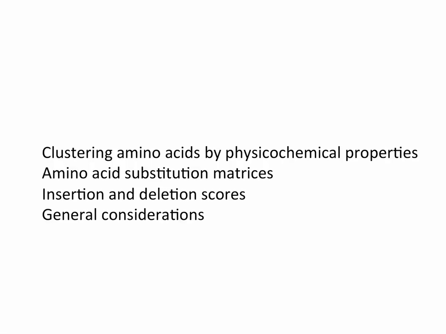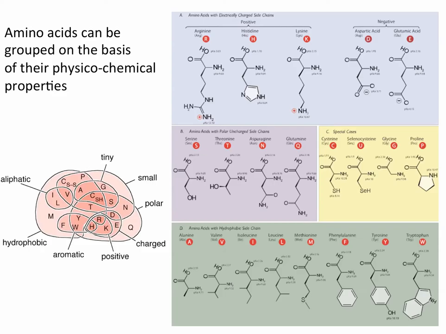Now let's talk about amino acids and proteins and how we could establish a metric to measure the substitution rates of amino acids. In the case of proteins, things are more complicated than for DNA sequences. Proteins are polypeptides composed of 20 amino acids with different chemical properties.